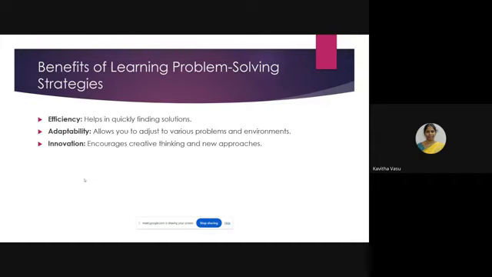Adaptability means it enables you to handle a variety of problems across different environments and situations. Innovation means, already we know what innovation is, finding new things for our problem. We have to encourage creative thinking, allowing for new approaches to solving problems that might not be immediately obvious.